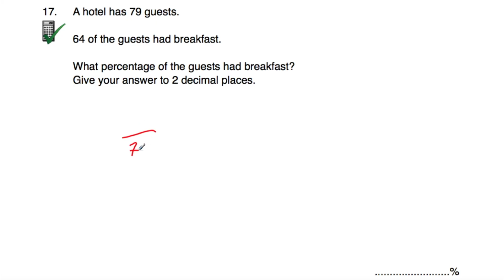The 79 guests altogether, so that's going to go into the denominator, and 64 of them had breakfast, so let's put 64 on the numerator. So we now know that 64 79ths of the guests had breakfast. So now let's change this to a decimal.